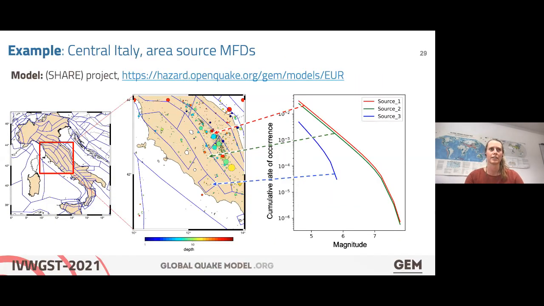So here we're showing an example of magnitude frequency distributions for central Italy, taken from the SHARE project that covers Europe. And to the right, we've plotted three MFDs that are corresponding to different area sources. And the MFD in red is showing higher rates of seismicity than the one in green, which is showing higher rates of seismicity than the one in blue. And in the central plot, we can see how the seismicity varies among those three sources, the highest rates being in source one, plotted in red.